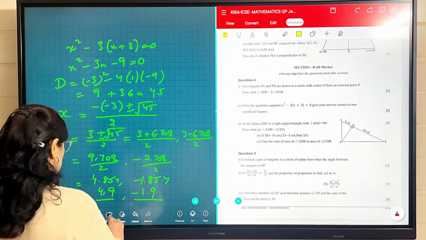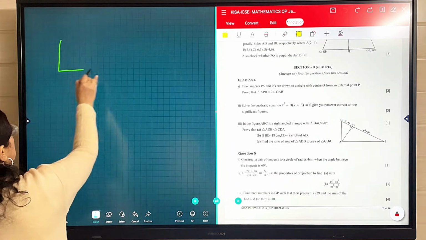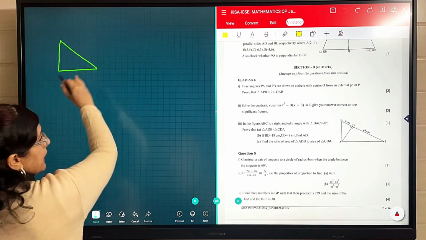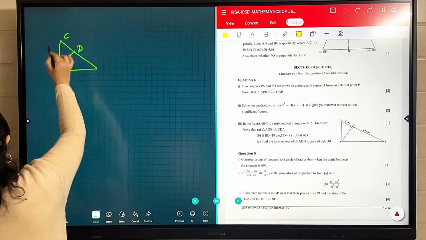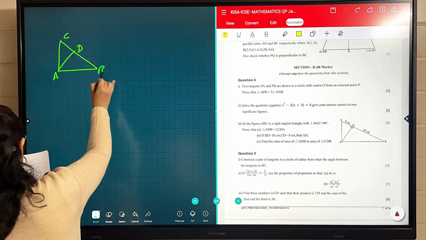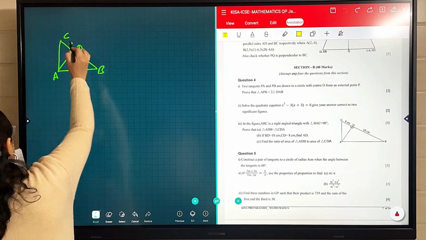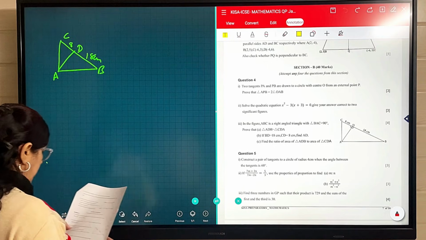Now coming to the third question. ABC is a right angle triangle in which you can see that other right angles are also there. This is D, C, A, and the lengths of two sides are also given. This CD is 8 centimeter and BD is 18 centimeter.